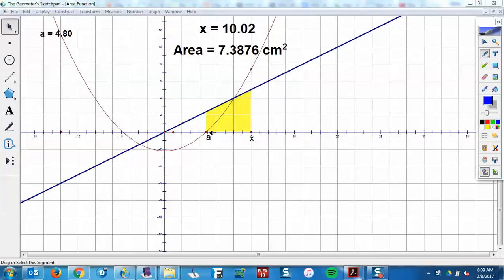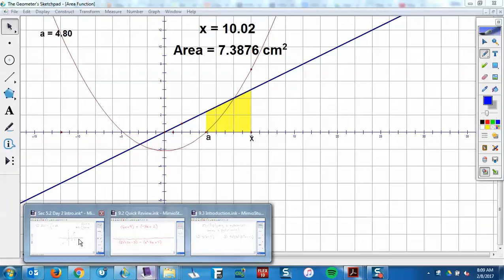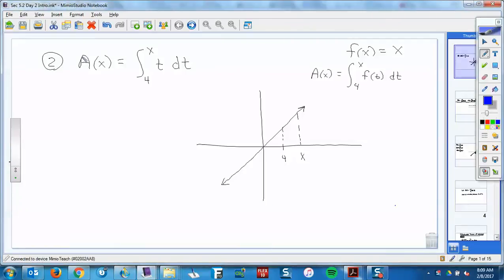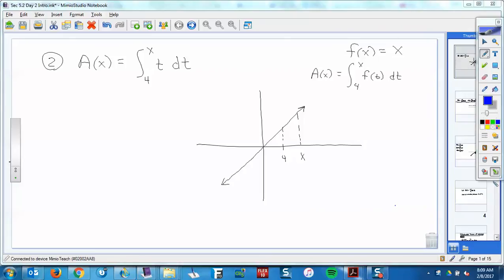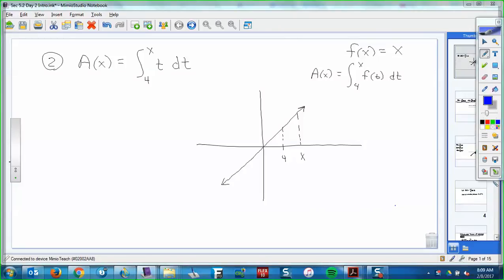All right, so the idea yesterday was this idea of the area function. So like this is problem number 2, right? So again, let's investigate the different parts of this area function so we understand the notation. I don't want you to get lost in the notation of what's going on.